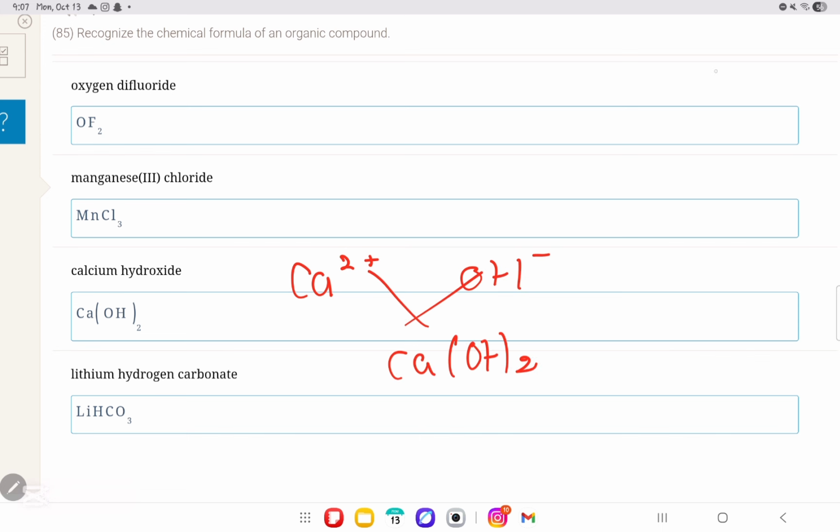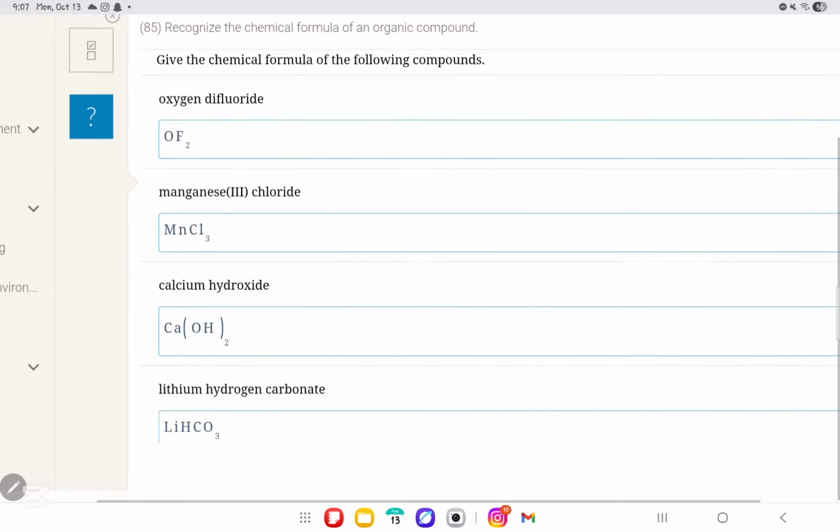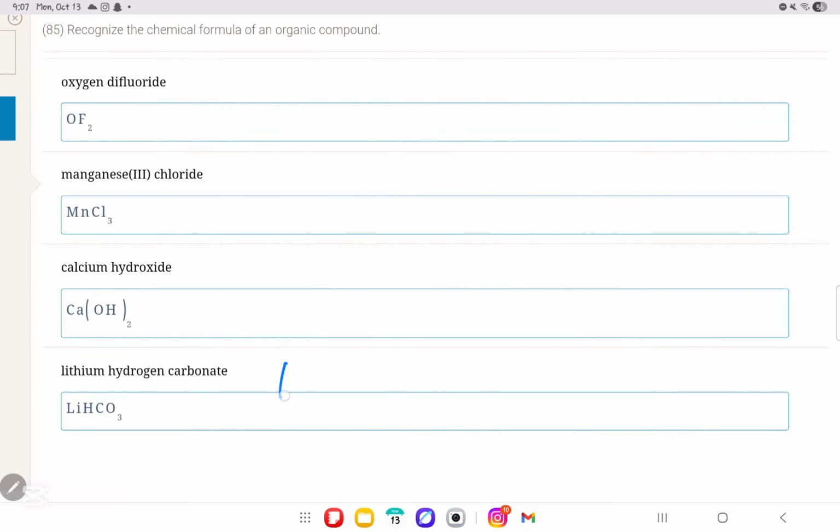And then last but not least, lithium hydrogen carbonate. Well, very simply, it's lithium Li plus, and hydrogen carbonate is HCO3 minus. So you do the crisscross, it will be LiHCO3.